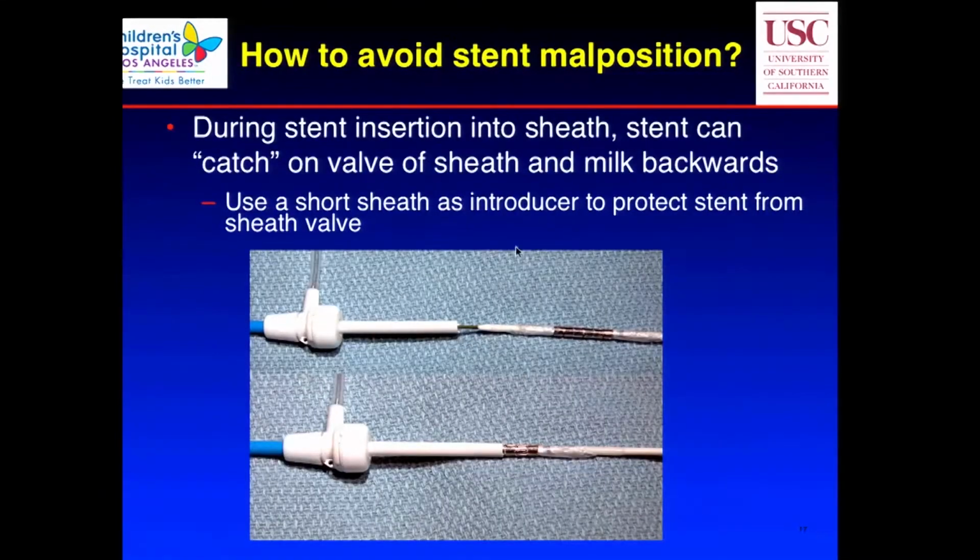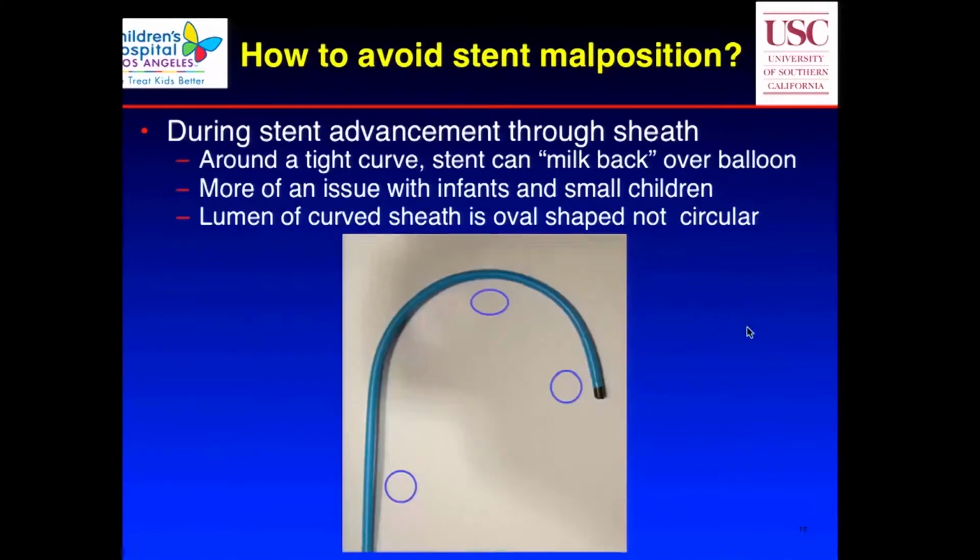So if the patient is bigger and you can afford a bigger sheath, you can actually put a larger sheath in, or you put a small short sheath so that when the balloon and stent goes into the valve, it's protected by the short sheath so that the stent doesn't milk back.